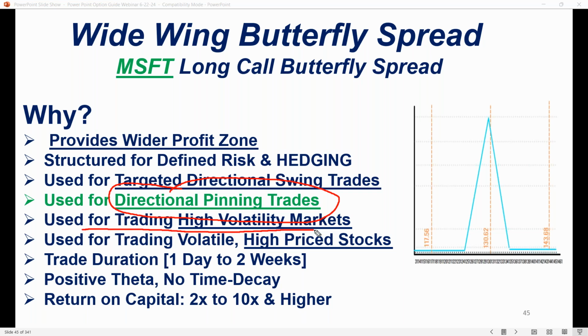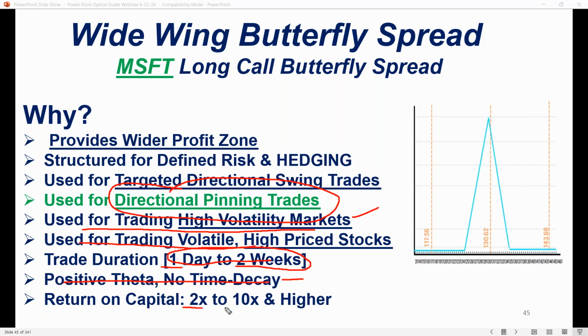Really great for high volatility markets because we can really reduce our cost of capital or risk. And we can also always have a positive theta. So great for volatile markets, and great for high price stocks, as it reduces the cost of the trade. Trade duration is 1 day out to 2 weeks. It will always give you a positive theta, no time decay.